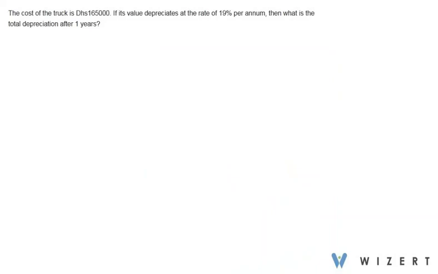We have this question here. The cost of the truck is 1,65,000 dirhams. If its value depreciates at the rate of 19% per annum, then what is the total depreciation after 1 year?